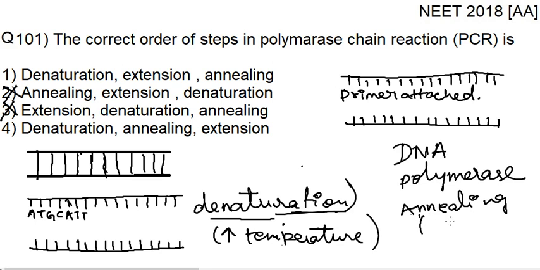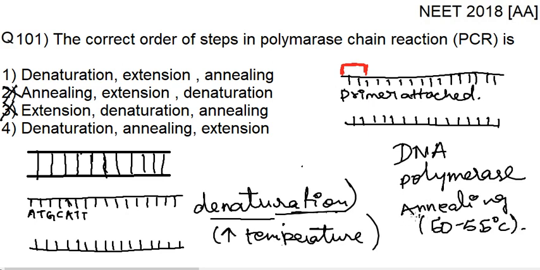Why do you lower the temperature? For the primer to get attached. Primer is the complementary strand to this particular DNA. So for the primer to get attached at its position, you need the temperature to come down. So you maintain a temperature of almost 50 to 55 degrees centigrade for the primer to get attached.